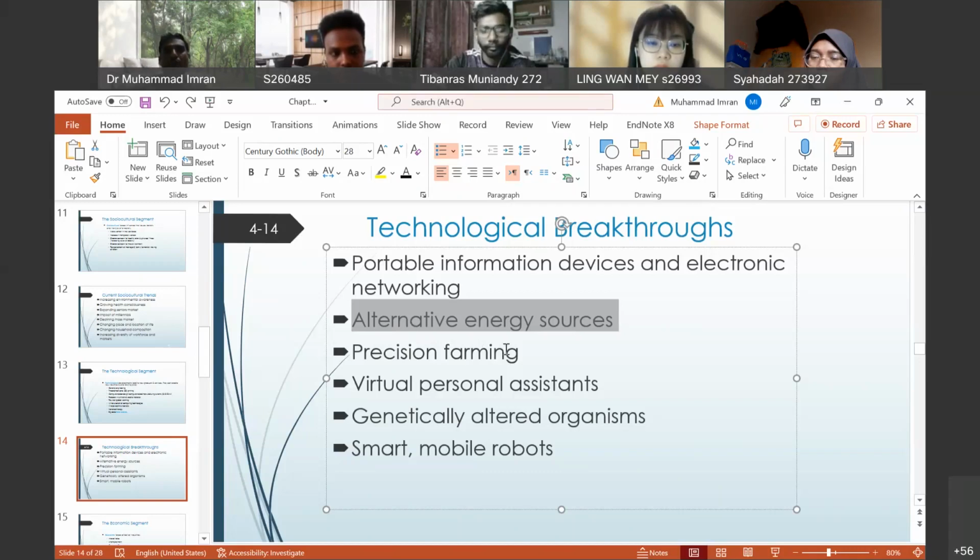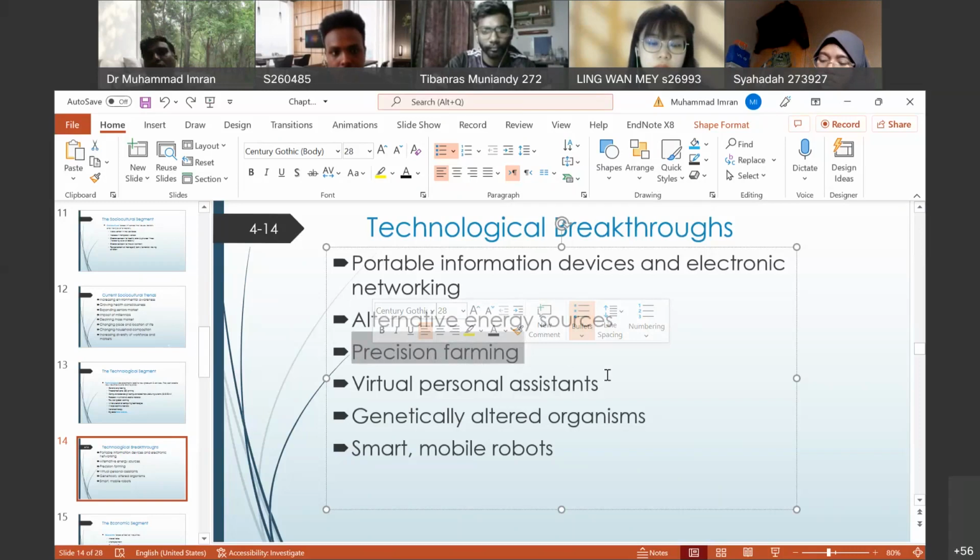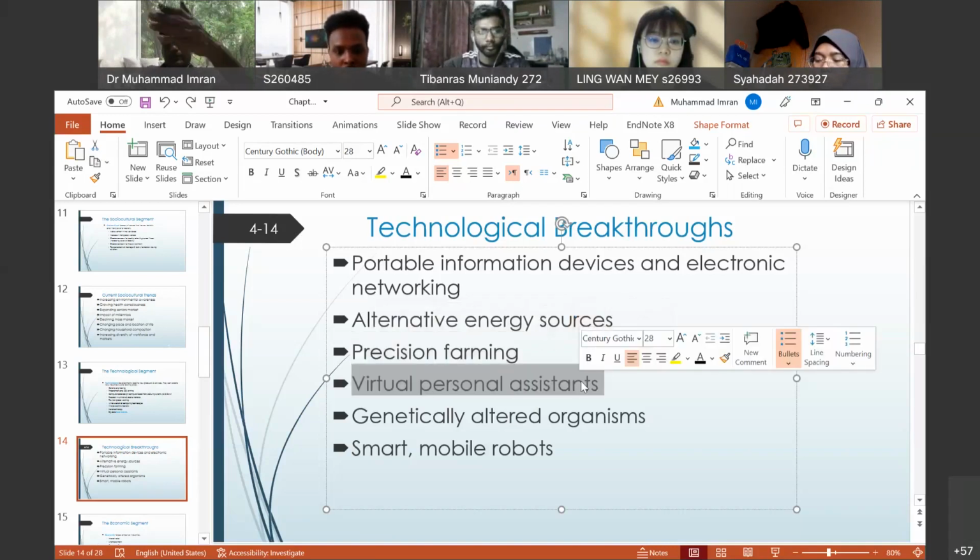Precision farming. What is precision farming? It means no need to waste so much water. We can introduce piping to give water to particular plants rather than the whole land. And we can increase the productivity of our farming. Virtual assistant, what is the meaning? The biggest example I'm giving you is online lecture. This is the virtual assistant.